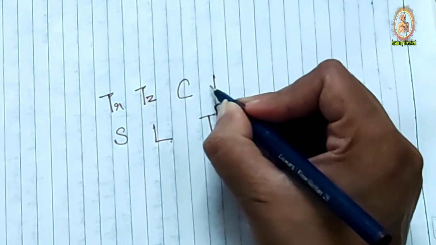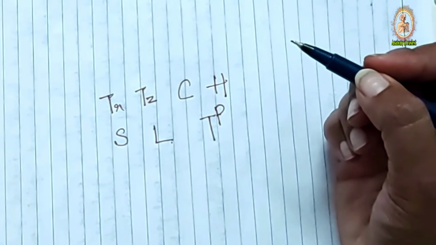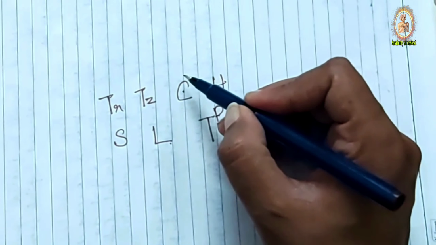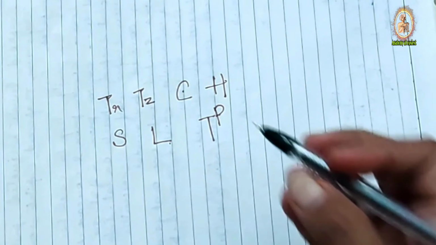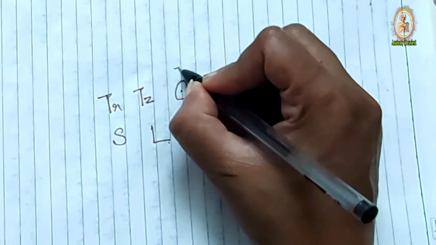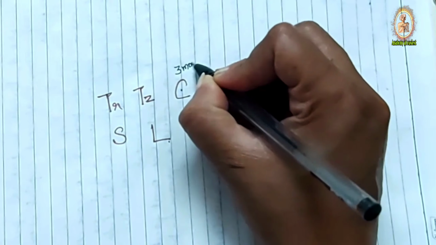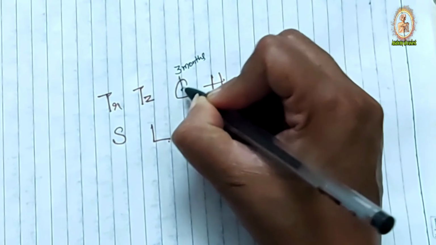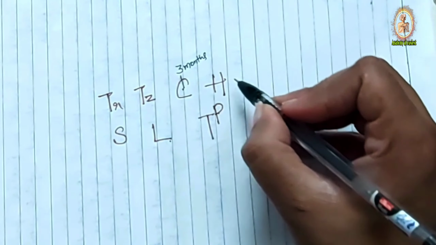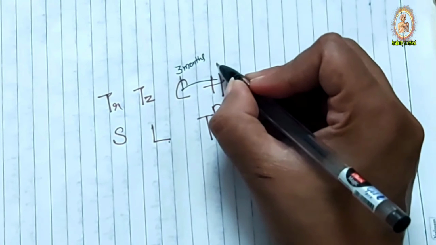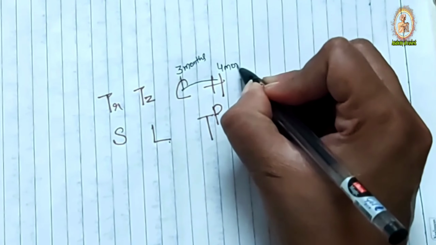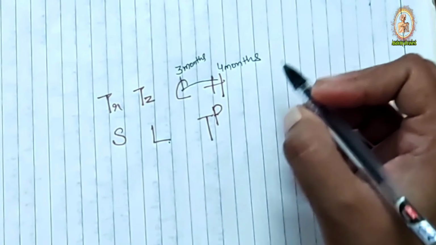capitate, and hamate. Now learn in a spiral way and remember one thing, the first alphabet to come, that is the C, is the first bone which starts ossifying. So capitate develops in the third month of fetal life. After that, we have to go like this. Then comes hamate. Hamate develops in 4th month of fetal life.